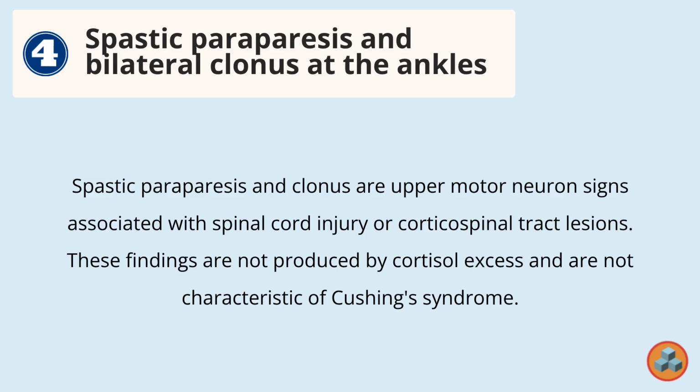Spastic paraparesis and clonus are upper motor neuron signs associated with spinal cord injury or corticospinal tract lesions. These findings are not produced by cortisol excess and are not characteristic of Cushing syndrome. This option describes a completely different pathological process. Cortisol excess does not damage the corticospinal tract and does not produce upper motor neuron signs. This option can be eliminated quickly because it describes neurological findings that have no mechanistic connection to Cushing syndrome whatsoever.